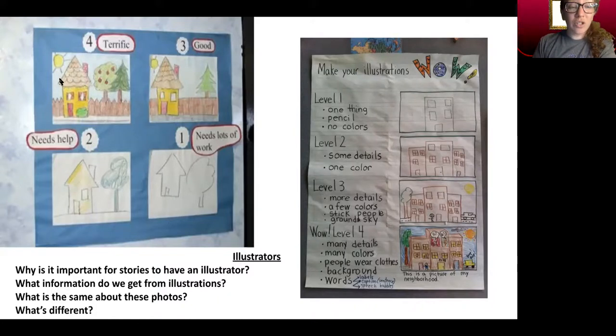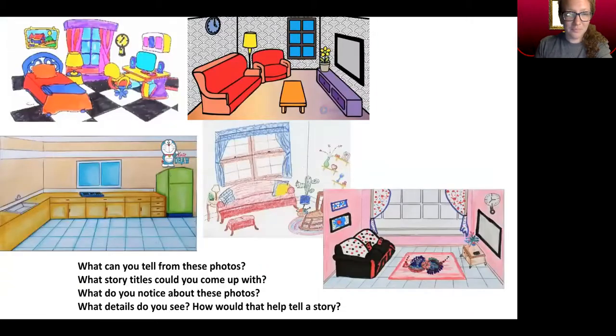So we want to shoot for number 4 pictures, which means we need to have a lot of detail. The more detail you can give, the more information is going to be in your story. And we want to make sure that our readers get lots of information. Look at all of these pictures, and I'm going to give you a minute or so to just soak up all the details in these pictures and tell me, what can you tell from these photos?